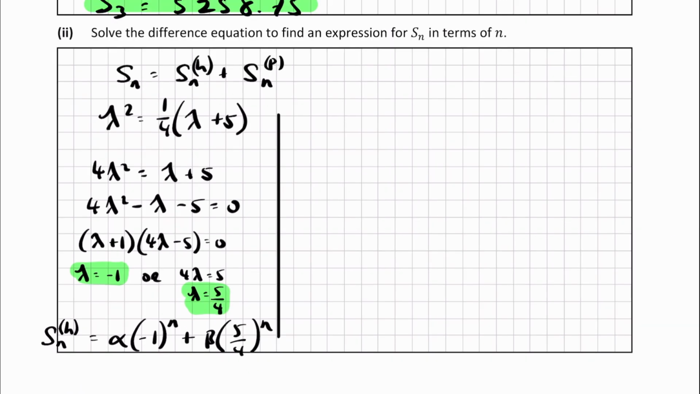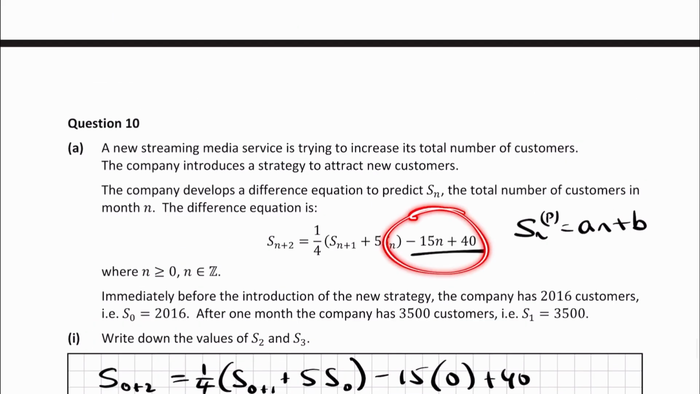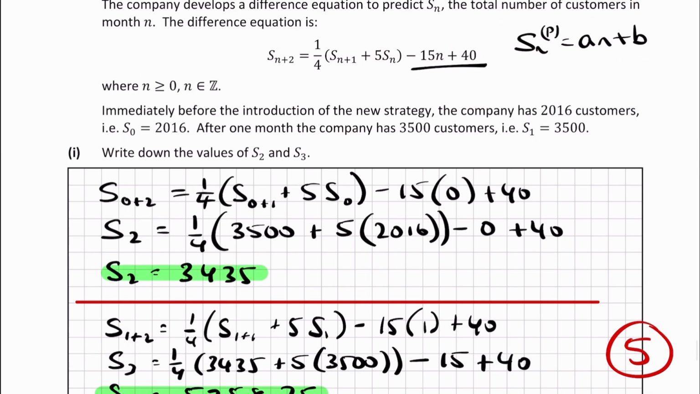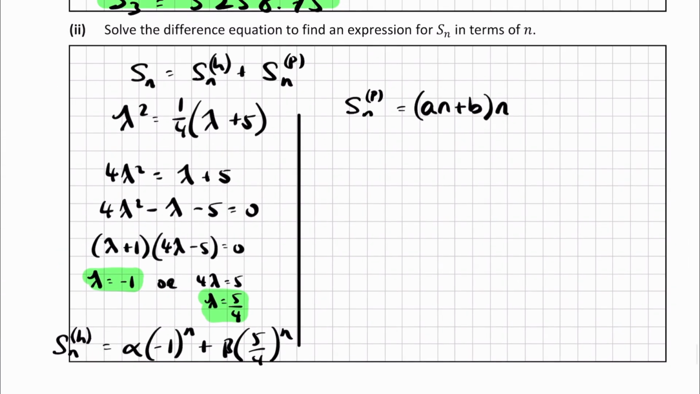Now, for this next part, finding the particular solution, we take a look at the equation again. It was linear, so it should look something like an plus b. Sometimes you'll have been told about the multiplicity, where you multiply by n, or n to the power of m, where the multiplicity is how many times the root is repeated. But in this case there's no repeated root, so it would be just n.